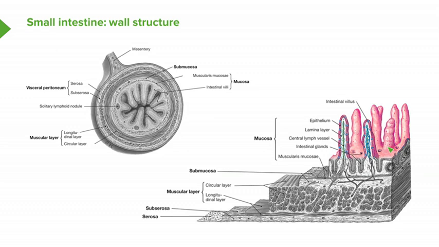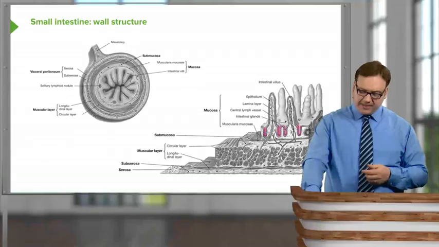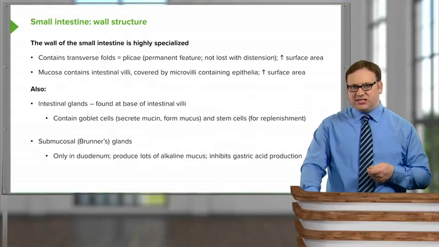Also, within the wall of the small intestine, we have intestinal glands, and these are found at the base of those intestinal villi. So we have intestinal glands, we can see some here. These are important, they contain goblet cells. These produce mucin, which is mixed and forms the mucus that lines the internal surface of the small intestine. Again, important if some hydrochloric acid was to creep from the stomach into the duodenum, and it also has some stem cells.